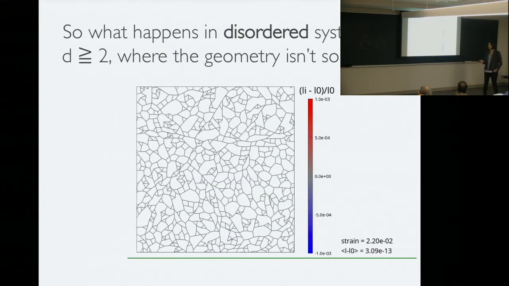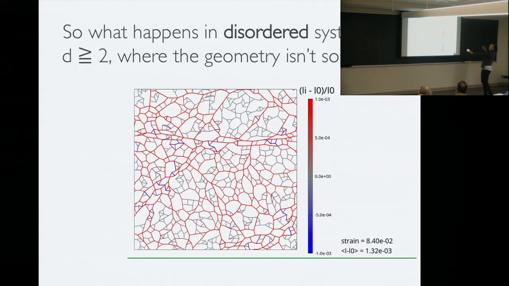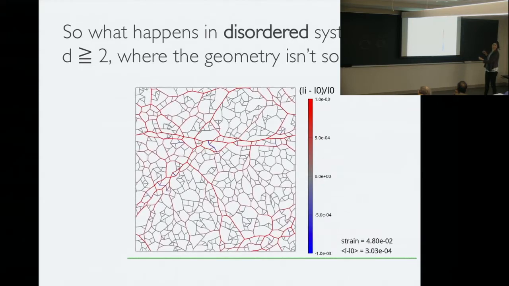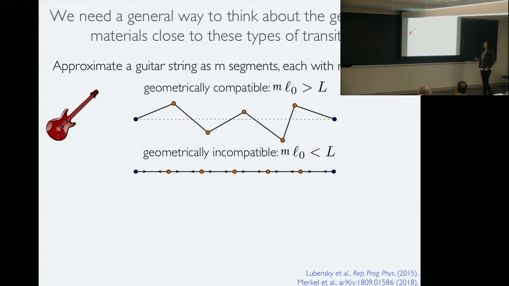And so you can do simulations like this of spring networks where you're doing pure shear. So I'm showing you a little bit of pure shear in this network. And you can see the colors are telling you the tensions in the network. And then at a certain point, the system pops in. There begins to be tension in the network. Okay, so we want a general way to think about the geometry of materials close to these types of transitions.